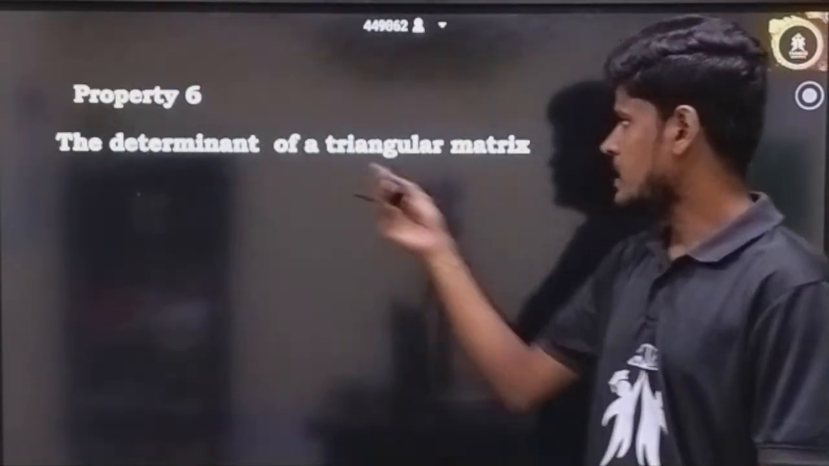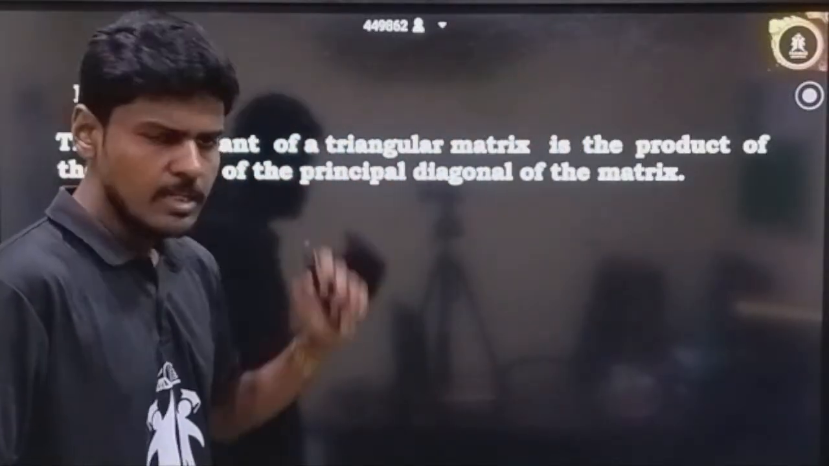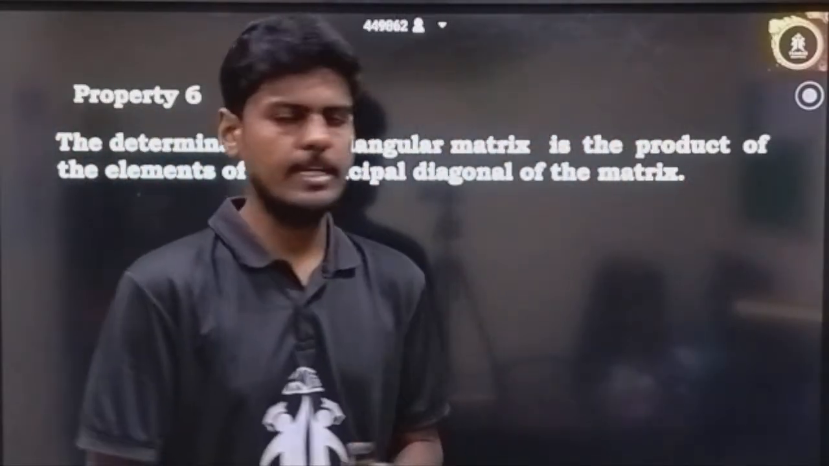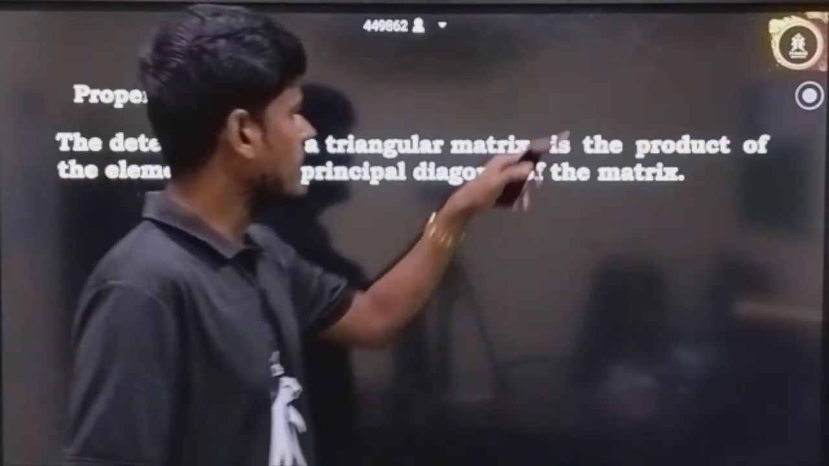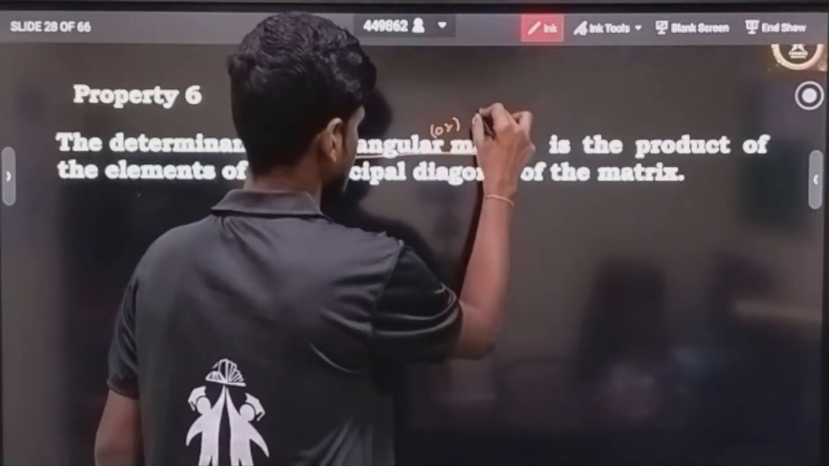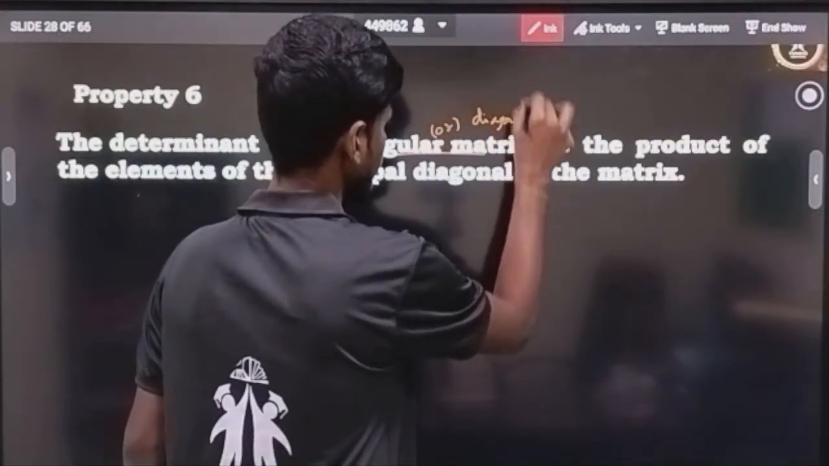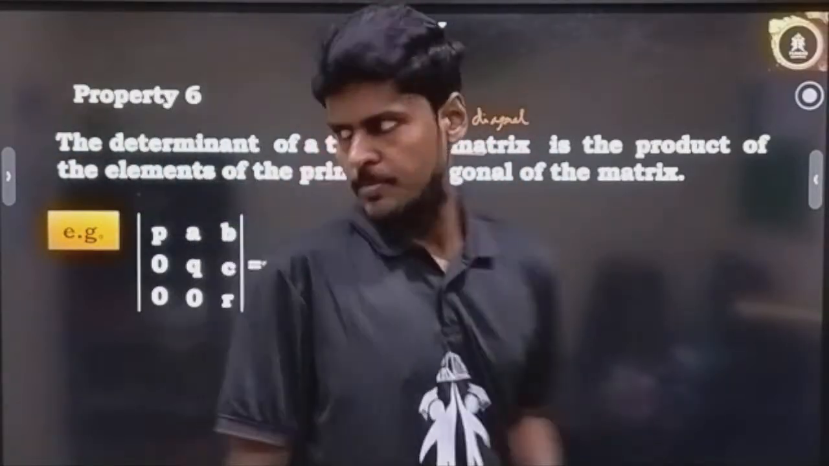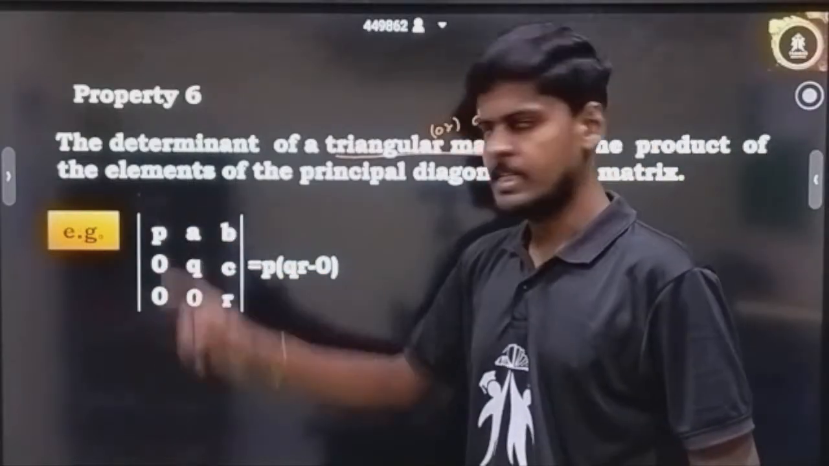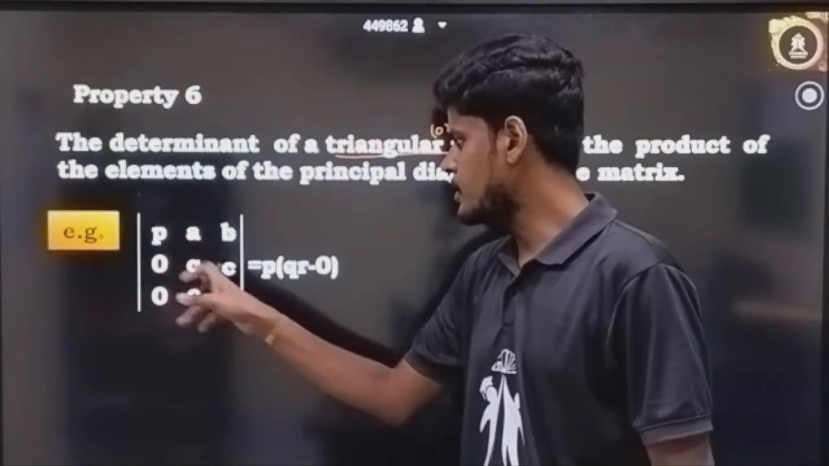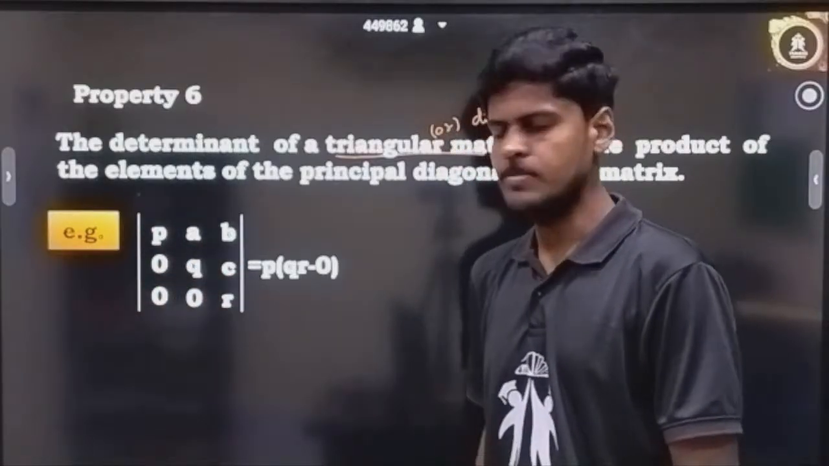The next property is that the determinant of a triangular matrix is the product of its diagonal elements. We can also take the determinant of a diagonal matrix, which will be the product of its diagonal elements. Triangular matrix is a special case here. So this is a triangular matrix. When we expand along column 1, we will get P into QR minus 0. The next two terms will be 0.